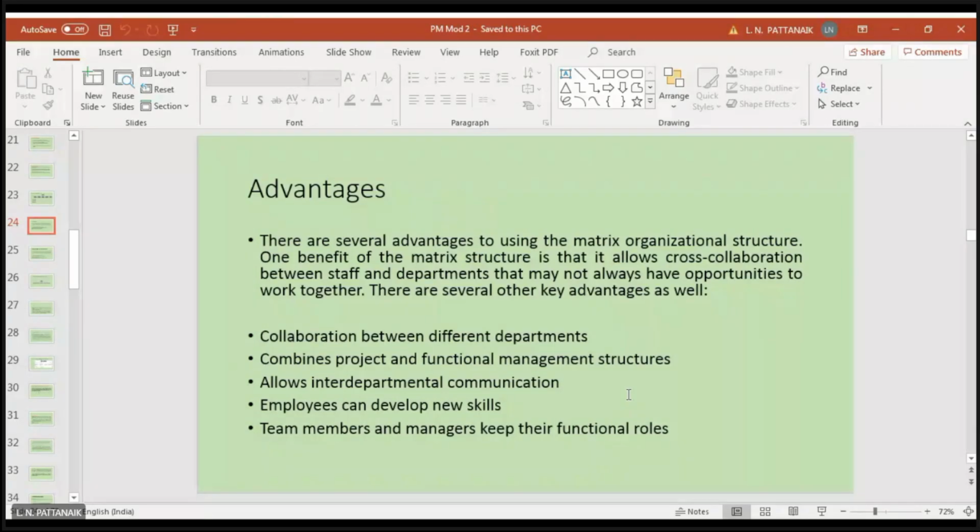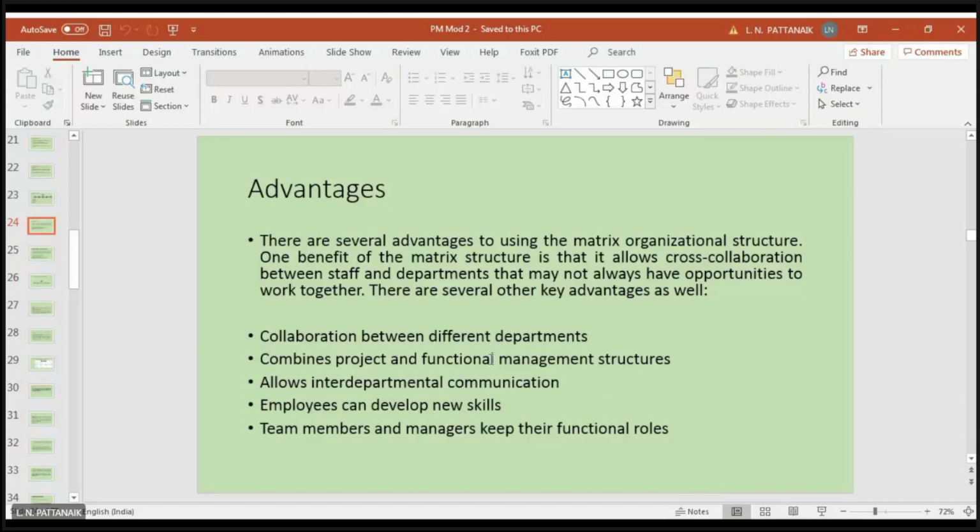So what is this point? Let us say for a project A, a group of people from finance, a group of people from R&D, from production, and from other departments are deputed for the project. They may have to relocate to a new location and work together for that project. So this creates a kind of cross collaboration, better communication, compared to a pure functional organization where you are working in isolation. There is very little chance of communication and collaboration. So this is one of the advantages of the matrix structure. That is the first point you can see here.